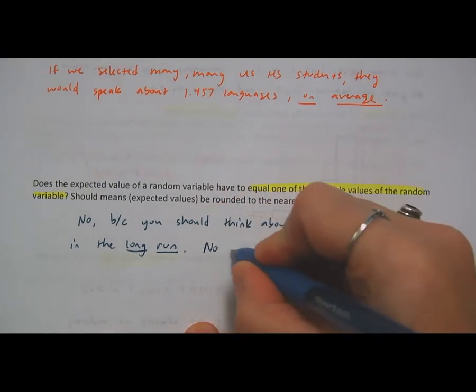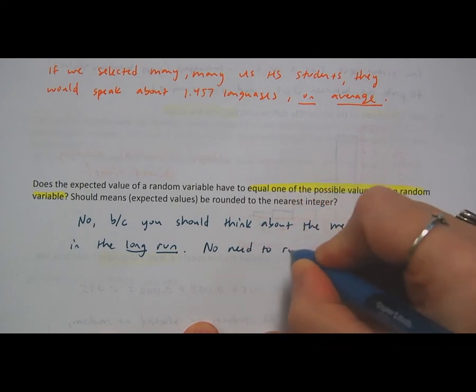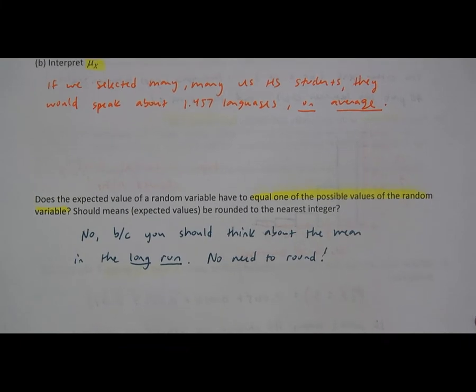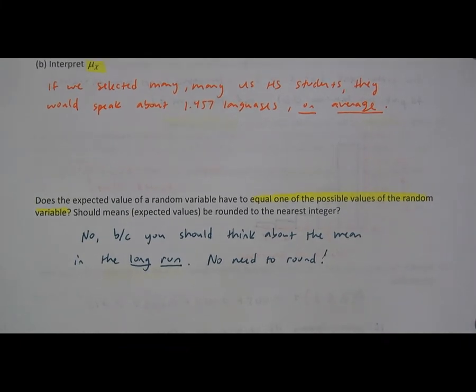No need to round. So that 1.457 is good as is because we're talking about the mean being the long run average. Over a whole bunch of people, that's the average number of languages they speak. All right, let's go to page 3.